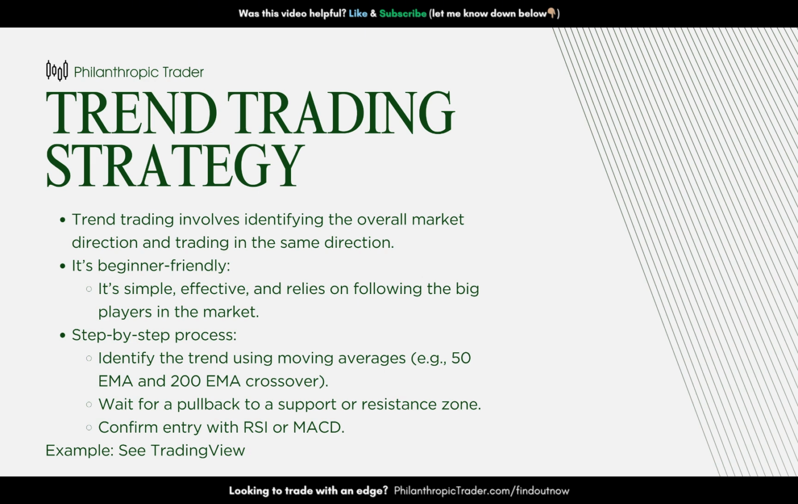So I have a step-by-step process down below. Okay, so how does this work? I have a step-by-step process shown over here. First, you start with identifying the trend using moving averages, for example, the 50 EMA and the 200 EMA crossover. Then you wait for a pullback to a support or resistance zone. And next, you confirm entry with the RSI or the MACD indicator. So let's take a look.